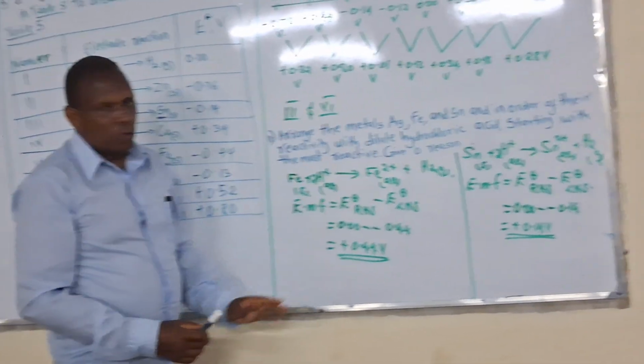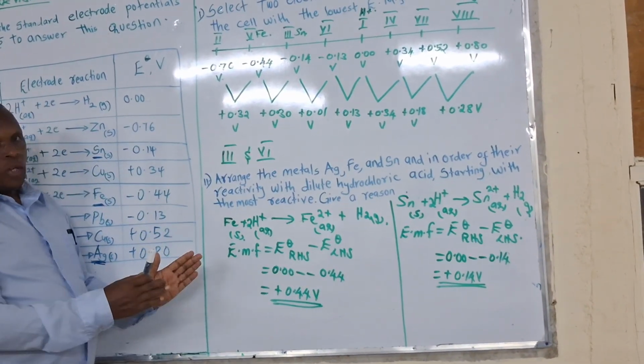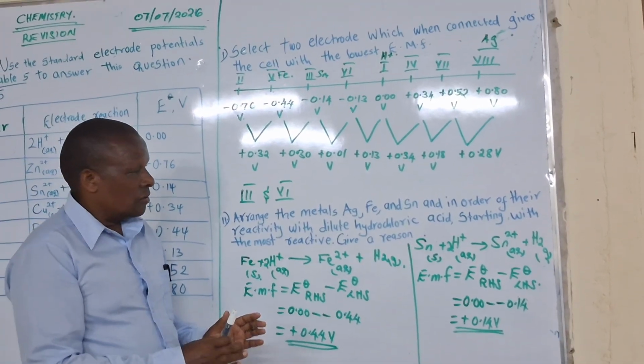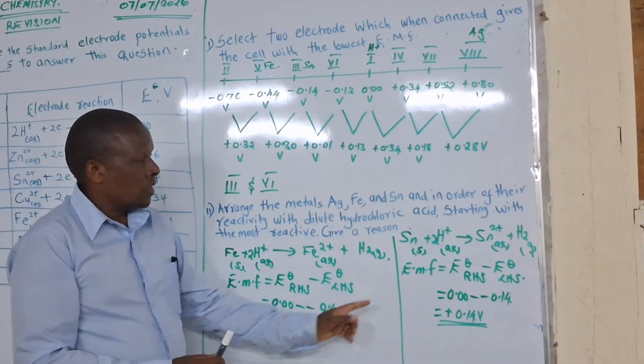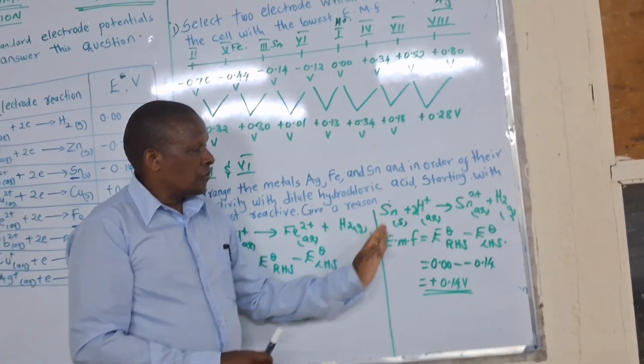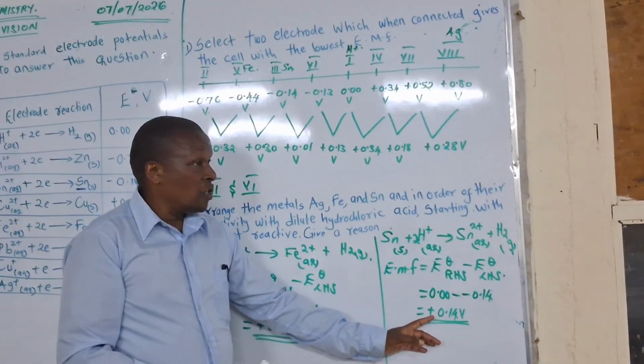We calculate for tin again. Tin undergoes oxidation, hydrogen undergoes reduction. Then you calculate the EMF of hydrogen less that of tin, which is going to give us positive 0.14.